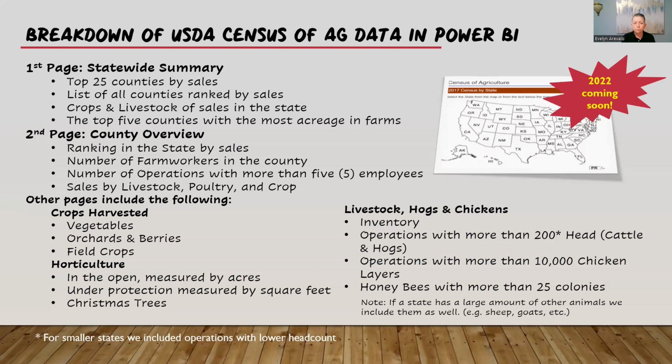For smaller states, though, we included operations with lower headcount. For example, for a large state like Washington, we included cattle that's over 200 head of cattle. But in a little state, we included all of them, just in case they could have some type of reference. So that's just a little caveat right there. Also, we're super excited about the 2022 census coming out in February.